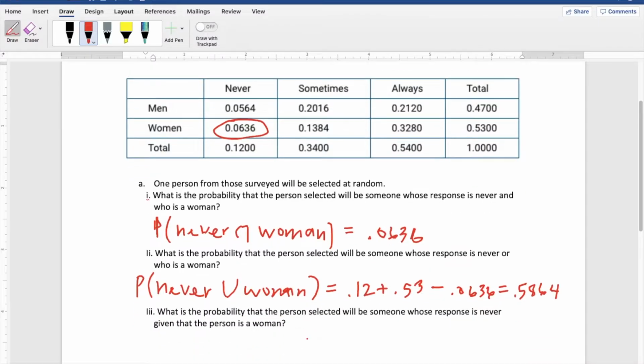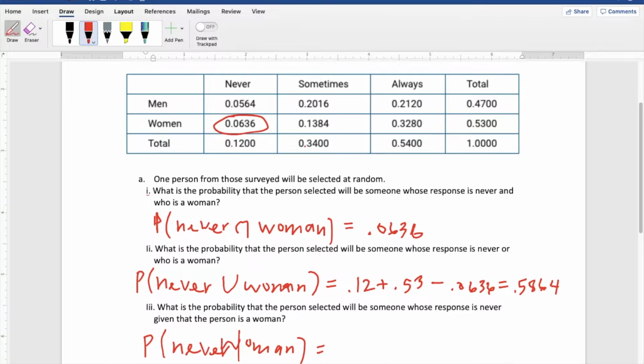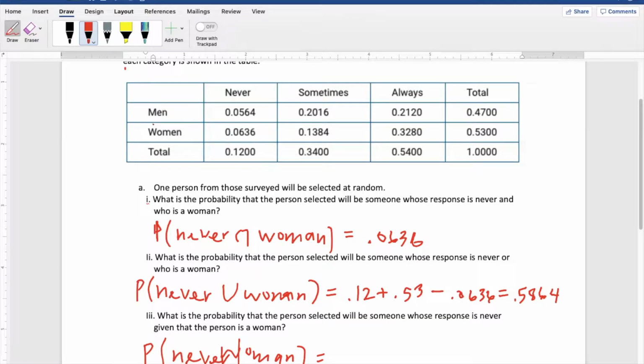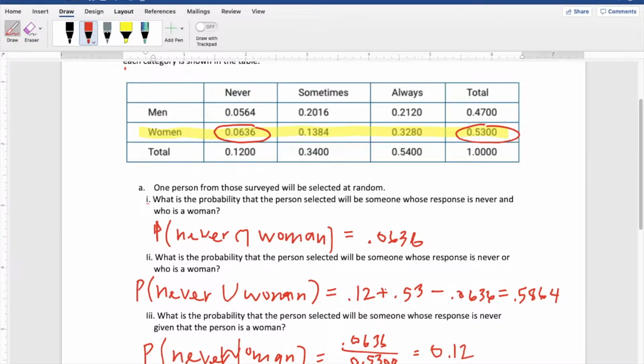And then part 3 of part A says what is the probability that the person selected will be someone whose response is never given that the person is a woman. So we would do probability of never given woman. For that one, again, I'm just going to use the table. I feel like that's easier. Given woman basically means I only care about this row of the table. So I'm only looking at women, and given that they're a woman, we want the probability that they said never. So we would say this 0.0636 out of this 0.53. So that is part A.